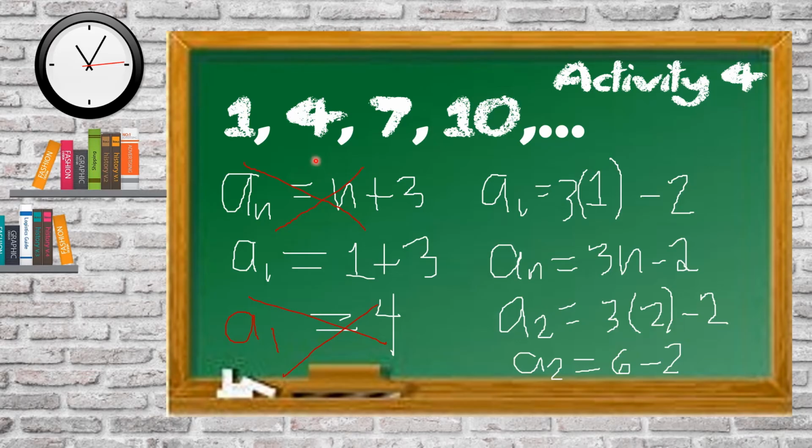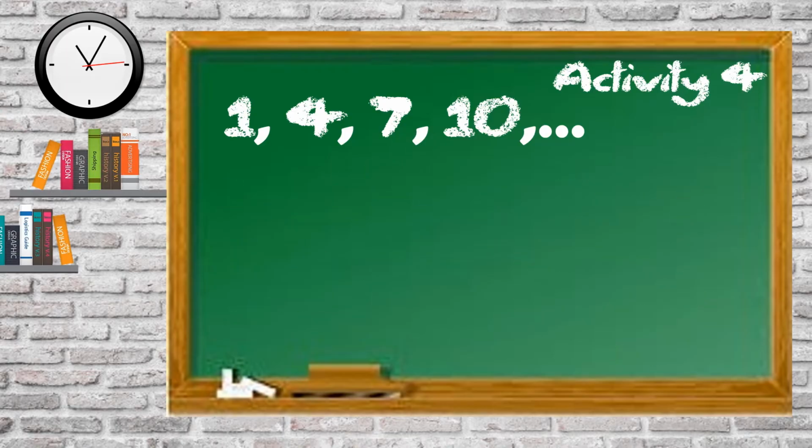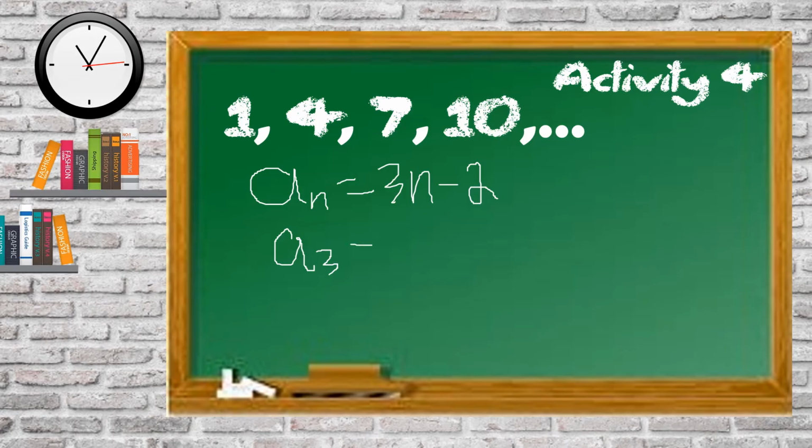Pero, check natin kung tatama rin yan para sa a sub 3 panigurado lang. Isusulat ko ulit yung ating formula kanina. A sub n equals 3n minus 2. Check ko lang kung kapag kinuha natin yung a sub 3 or yung third term ay 7 ang magiging sagot. So, 3 times 3 minus 2. And 3 times 3 is 9 minus 2 is equal to 7.